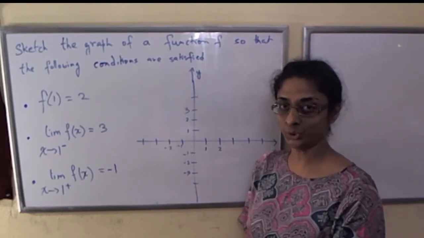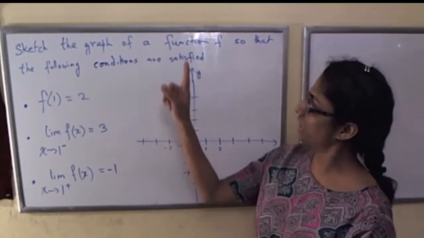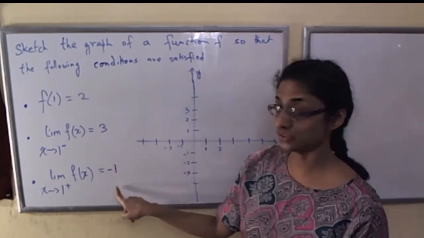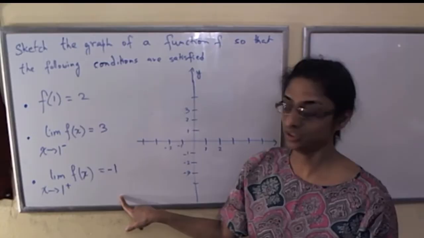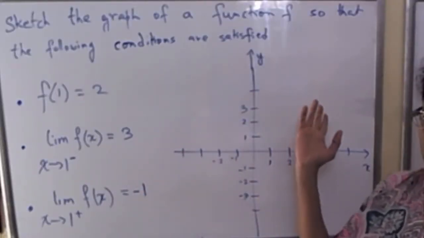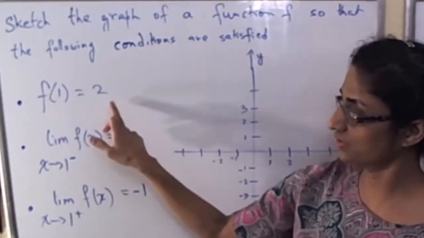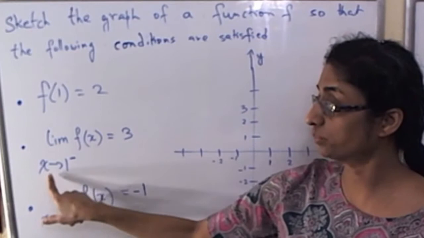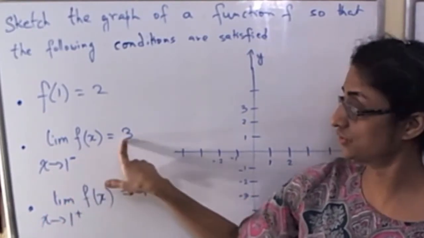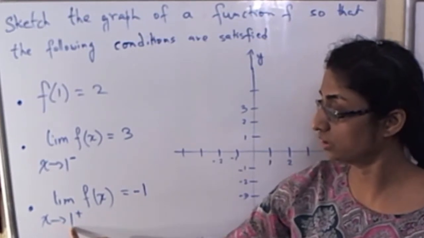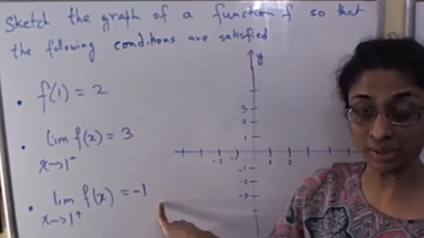Hi, in this video, let us sketch the graph of a function given certain conditions that the function should satisfy. So let's look at this example. We would like to draw the graph of a function f so that f of 1 equals 2, and the limit of f of x as x approaches 1 from the left is 3, and the limit of the function as x approaches 1 from the right is -1.